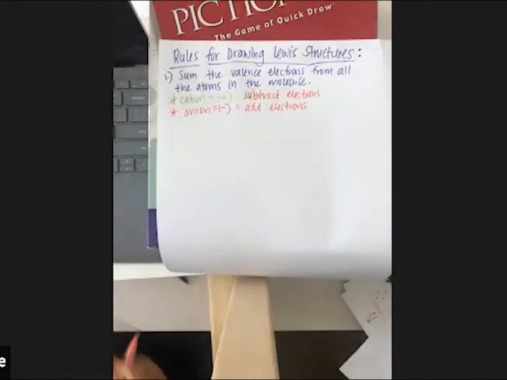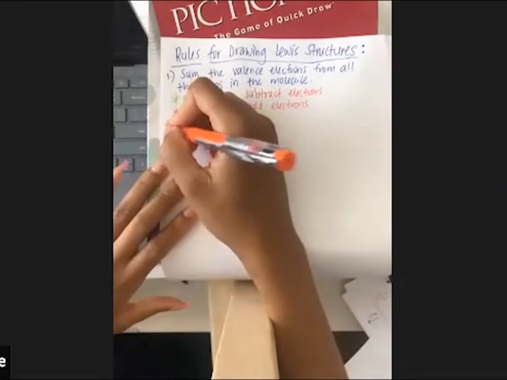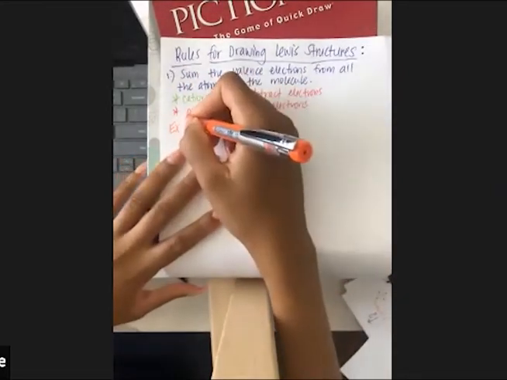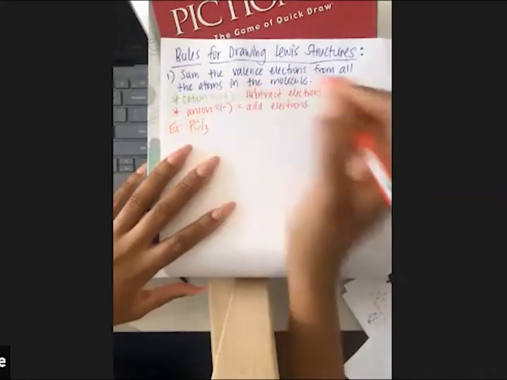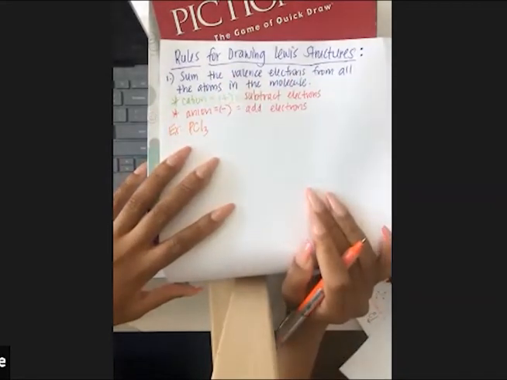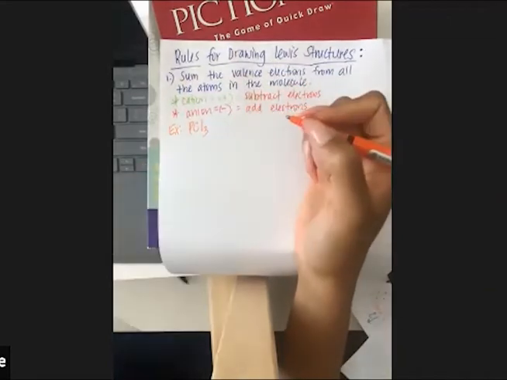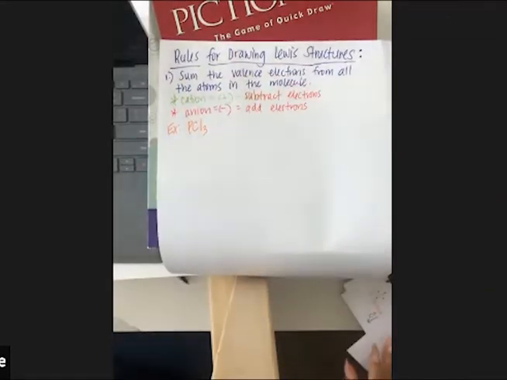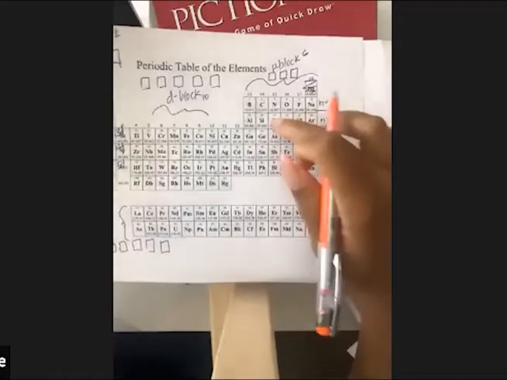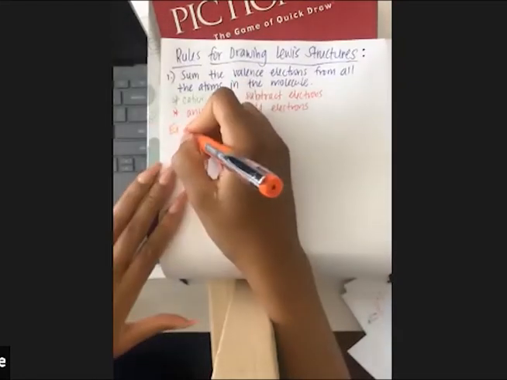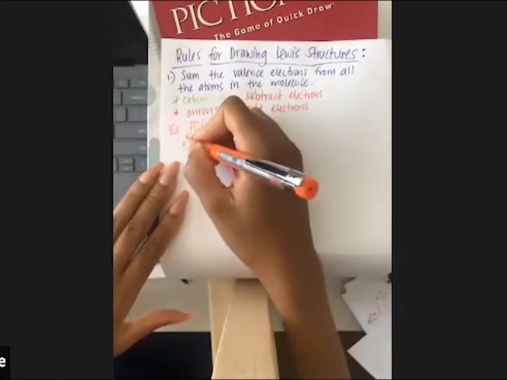Let's do an example really quickly. Let's say I'm trying to draw the Lewis structure or the layout for phosphorus trichloride. Phosphorus trichloride looks like this. The first step says sum the valence electrons. So we look at the periodic table. We look at phosphorus on the periodic table. Phosphorus is in group 5. So I'm gonna say there are 5 valence electrons for phosphorus.